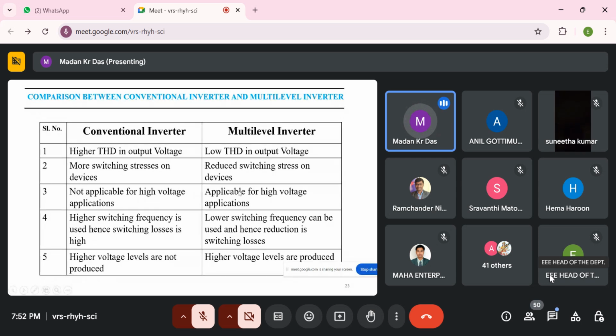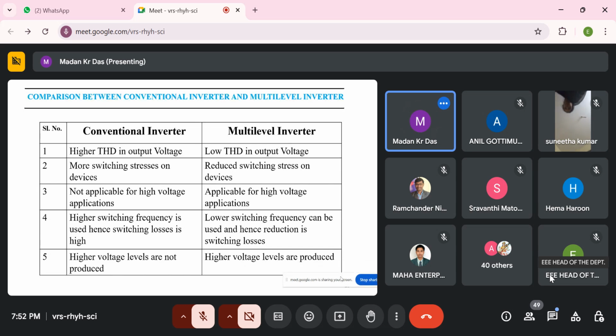But in a multi-level inverter, many IGBTs are connected, so we can use it for high voltage applications. Conventional inverters have higher switching losses, but in multi-level inverters we can use a 5 kilohertz switching frequency, or even a fundamental switching frequency, and it will still work. Also, higher voltage levels are not produced by conventional inverters, but the multi-level inverter produces higher voltage levels.